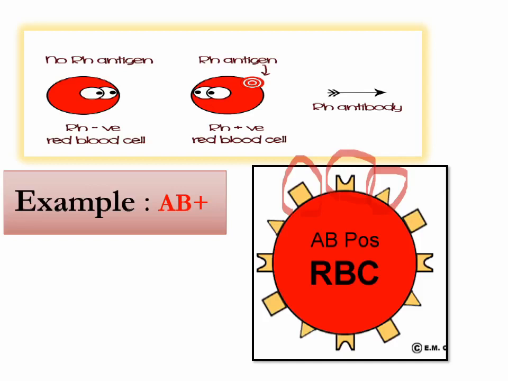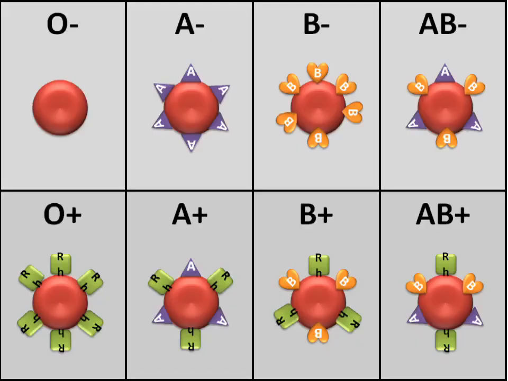How about the antibodies? Will there be any antibodies in the serum? No, there will be no antibodies, no anti-A, no anti-B, no anti-D, because all of these are self-antigens and the body will not produce antibodies against the self-antigen. So here, as you can see, the 8 different blood groups according to the ABO classification system and the Rh classification system.